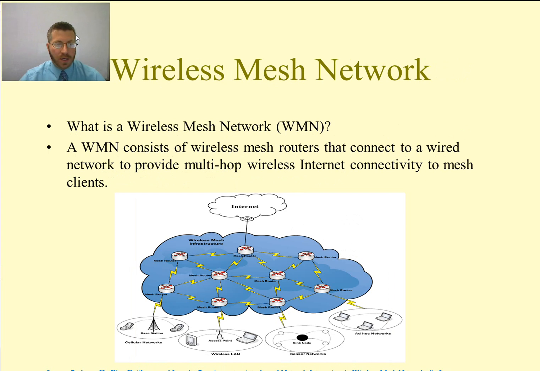Okay, a wireless mesh network is just a set of wireless routers that connect to a wired network to provide multi-hop wireless internet connectivity to mesh clients. This is going to become more and more popular with mobile ad hoc networks and vehicular ad hoc networks because vehicles are actually going to act as routers. Some of the newer vehicles that we have now have routers built into them. It's really cool. These routers operate on the cellular network, and if you're within range of the car, you're going to be able to have wireless connectivity to your car's router, and then from the car, it's going to be communicating over the cellular network, and you're going to have internet connectivity from that.